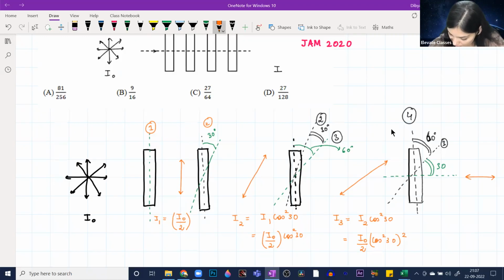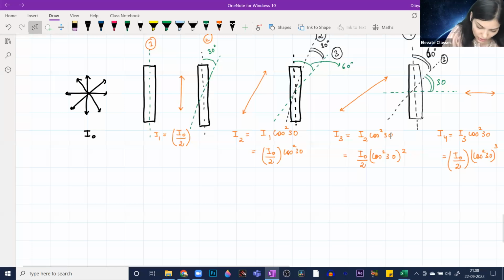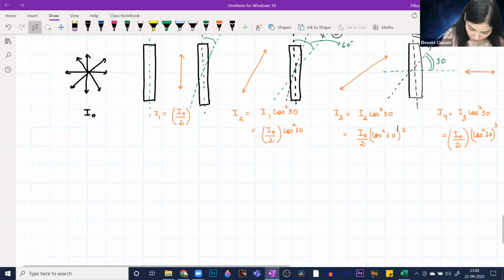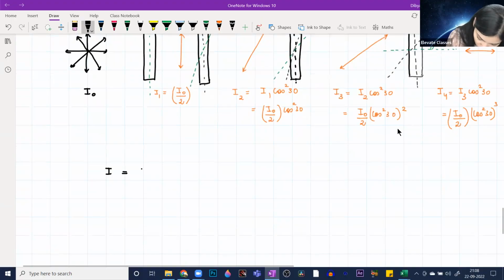parallel to the x axis, and I4 is going to be equal to I3 cos square 30, so which is going to be I0 by 2 cos square 30 का क्यूब हो गया. तो just put the, अब हमें निकालना क्या है, we have to find out this I4 is actually equal to I in the question, ठीक है. So then I is equal to I0 by 2 cos square 30 a cube.